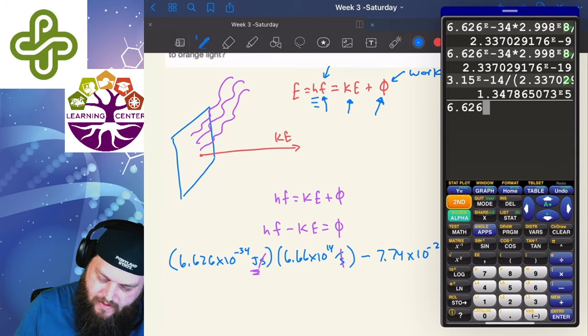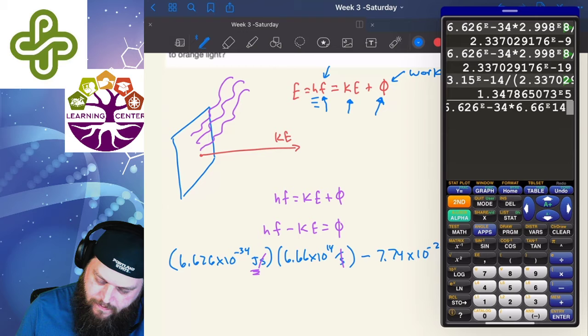6.626 e to the negative 34 times 6.66 e to the 14 minus 7.74 e to the negative 20.